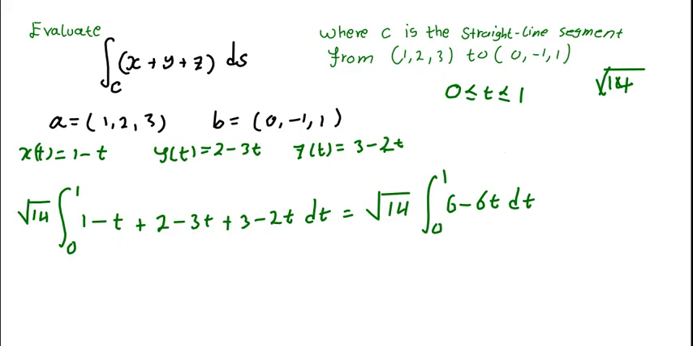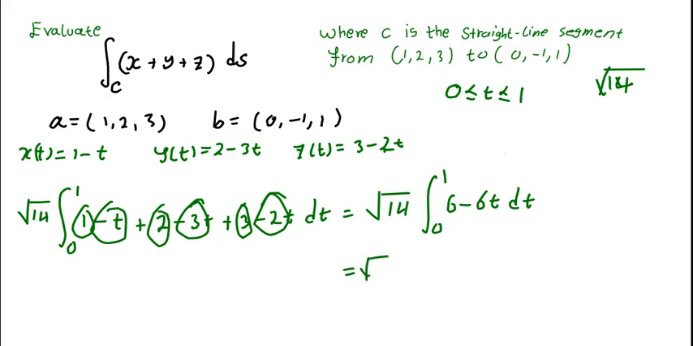How do I come up with it? We have 1 there, plus 2 plus 3 gives us a 6. Then we have minus 1t minus 3t minus 2t gives us 6t. So what do we do? Integrating this, we have the square root of 14. I wonder why I'm writing 16. So integrating this, that would be 6t minus, this is supposed to be 6t squared over 2, meaning it will just be 3t squared. So from 0 to 1.